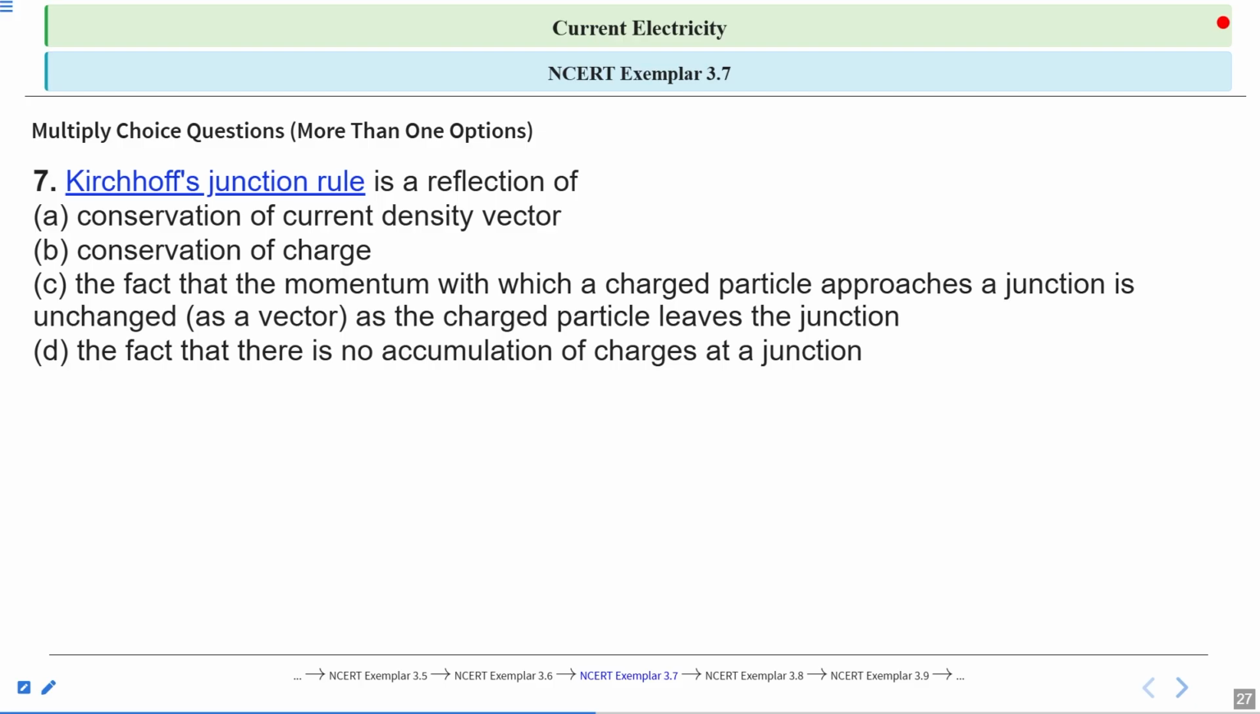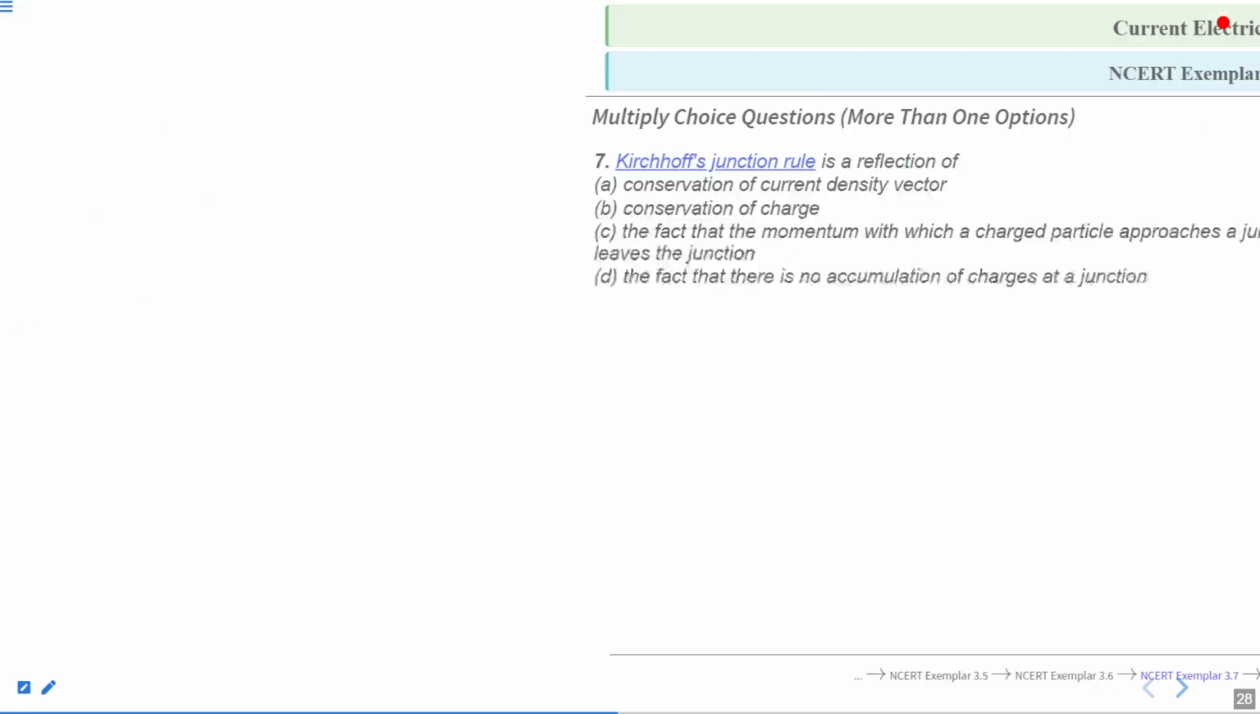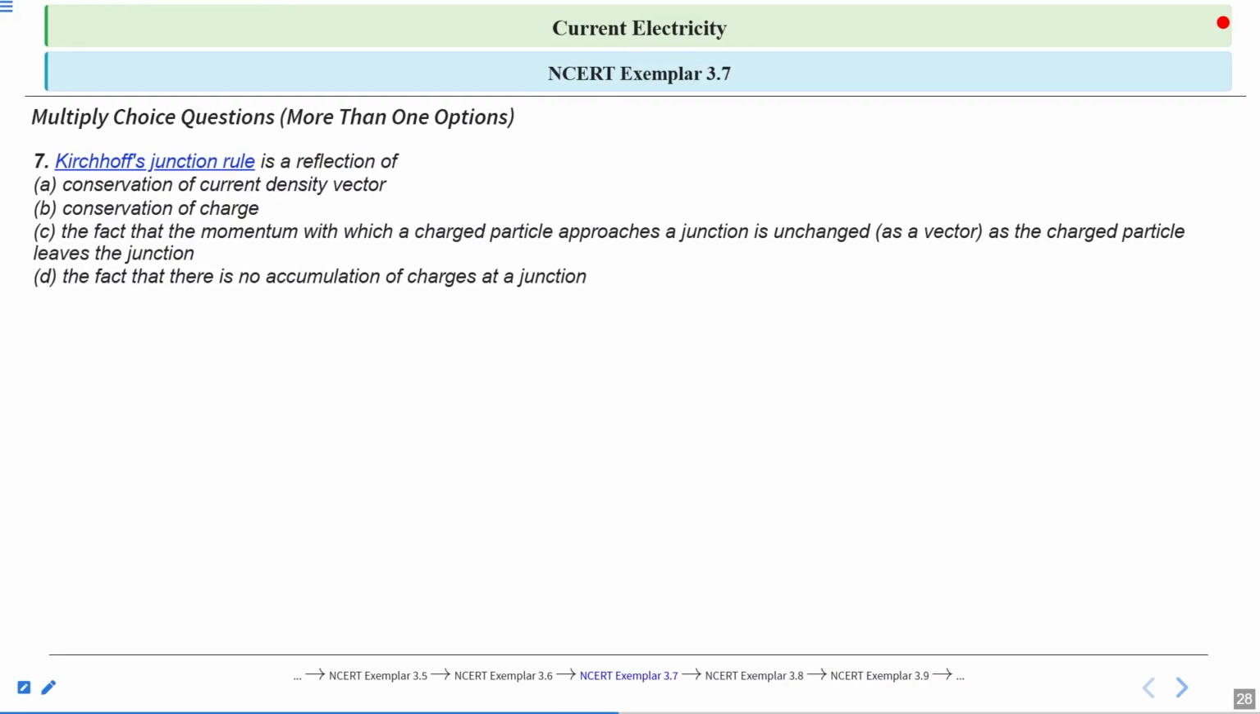I will give you some time to think about it. So options B and D are correct. What is option B? Conservation of charge. What is option D? The fact that there is no accumulation of charges at a junction.